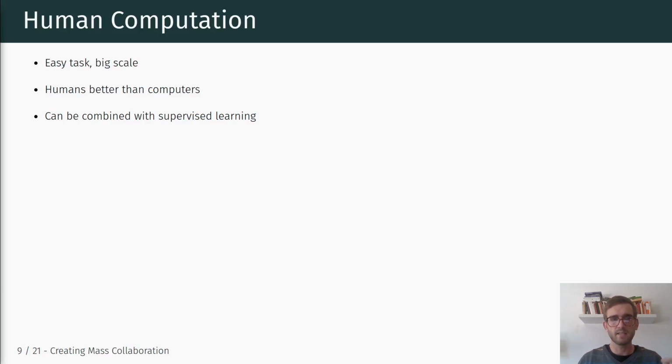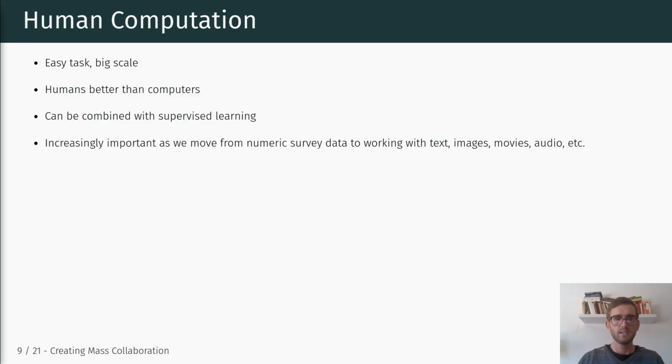But the key is that they ultimately can be combined with supervised learning, right? So we can use that labeled data that we get from human coders to train machine learning models to ultimately create an automatic classification based on some machine learning classifier. Okay.